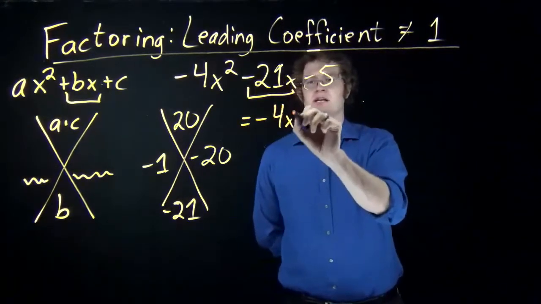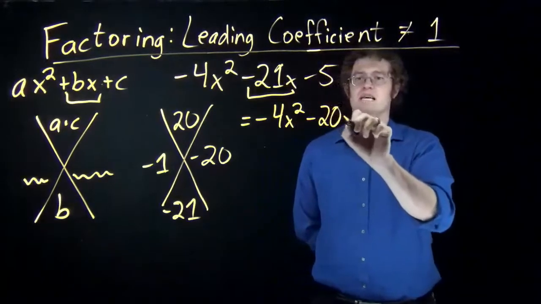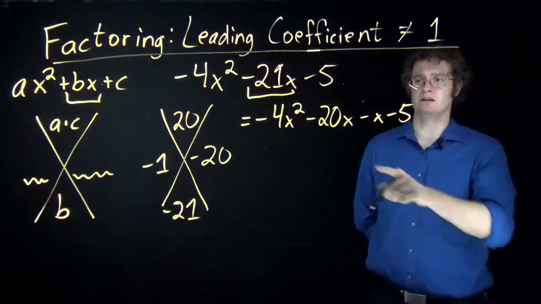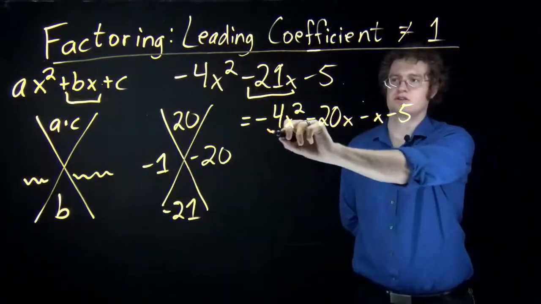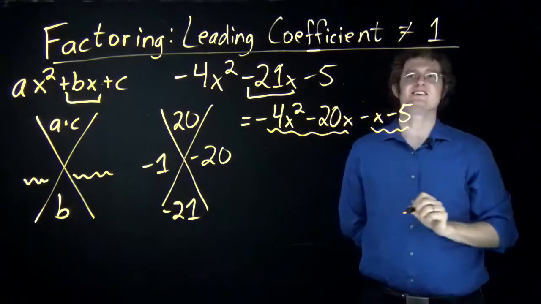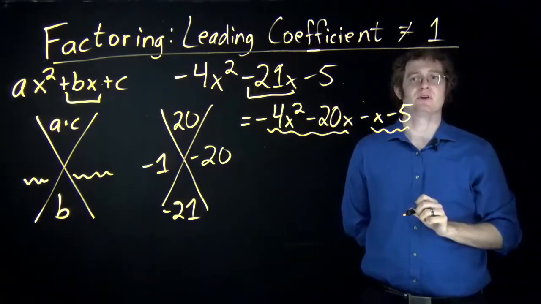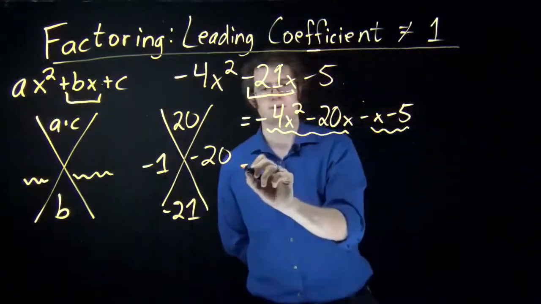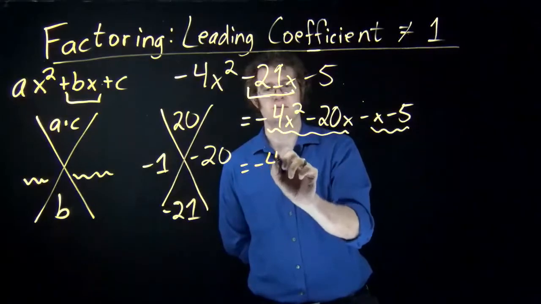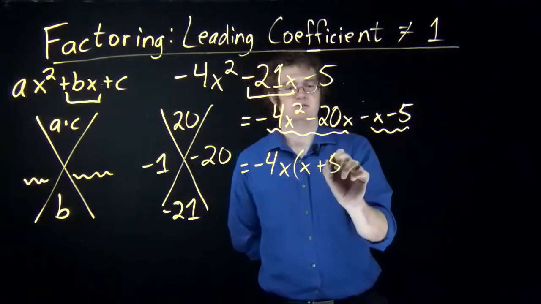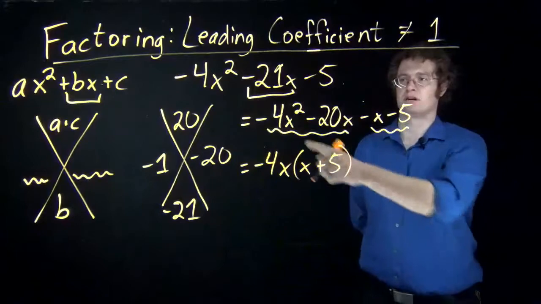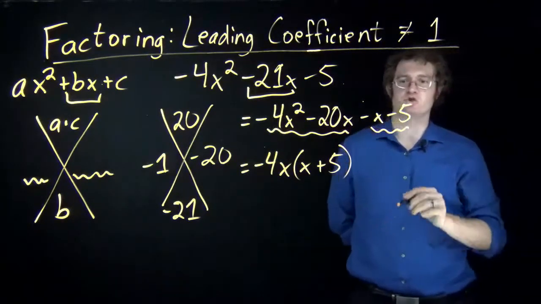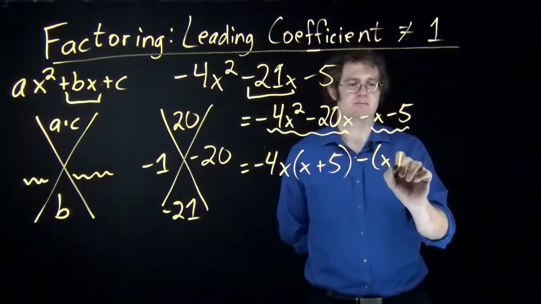So that might look like minus 4x squared minus 20x minus x minus 5. Well, that was just breaking this apart so that I can group these two terms together and these two terms together and find the greatest common factor of each of those independently, and then take the overall greatest common factor. So for this first bit, I'm going to have minus 4x, and that'll leave me with x plus 5 left over, right? I pull out the minus 4x from each of these terms. The greatest common factor for these other two looks like it's just minus 1, so I'll have minus 1 times the quantity x plus 5.